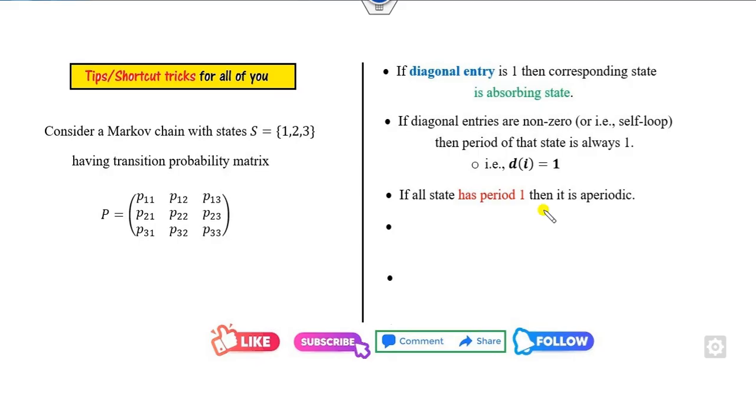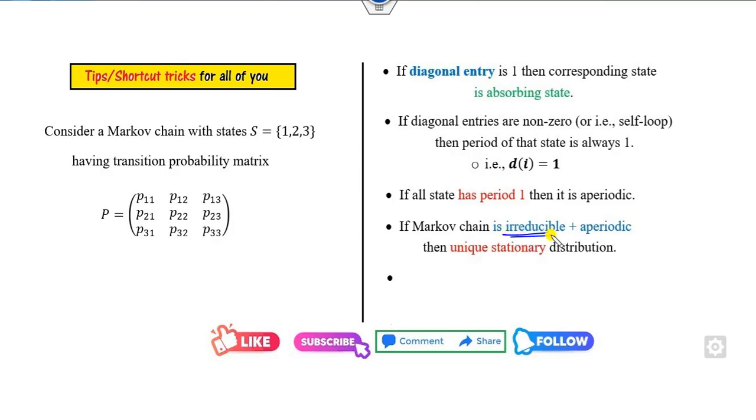If all states have period 1, then we call the chain aperiodic. So to prove whether it is aperiodic or not, we check whether the period is 1. However, if the period is not 1, then we call it a periodic Markov chain.